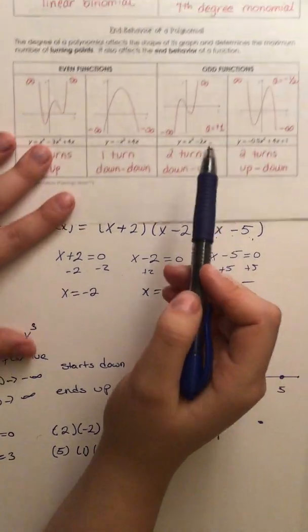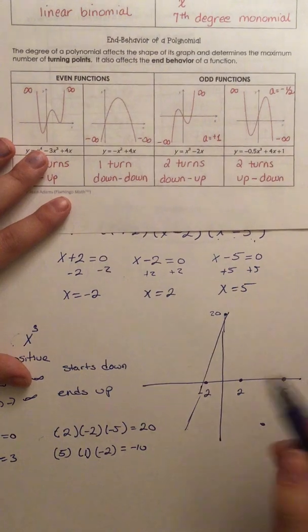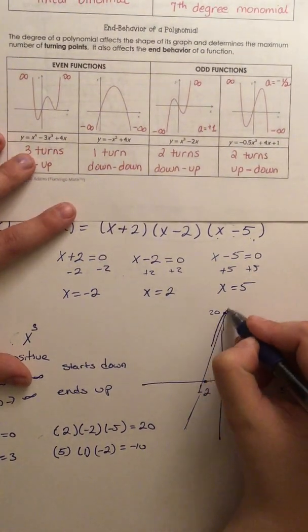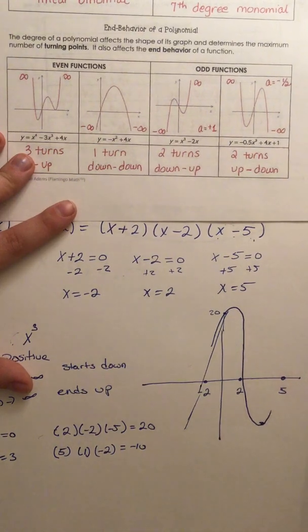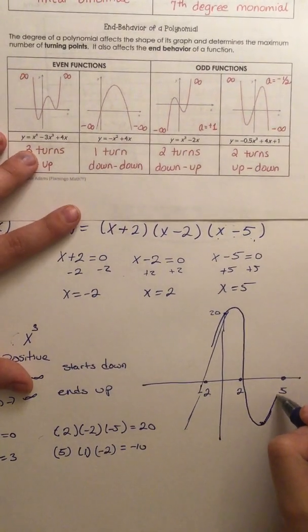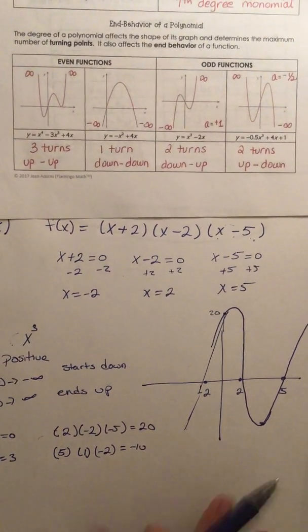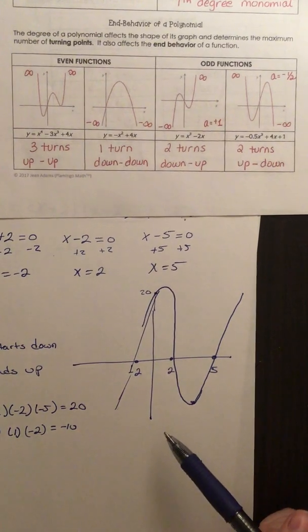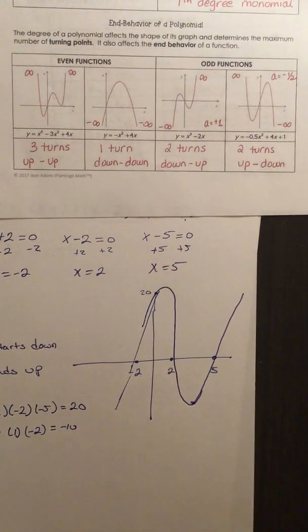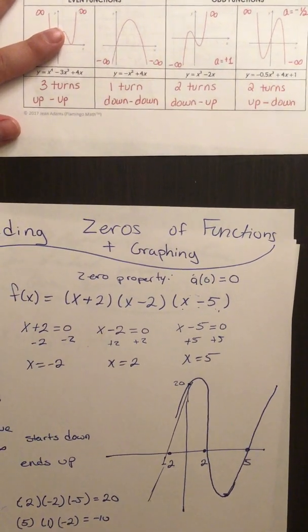And when we look at our notes, we have 2 humps, 2 turning points. So we know it's probably going to turn somewhere up here, go down here, turn probably about here, and then it's going to end going up. And so that would be our general graph. And that's it. That's how you find zeros of a function and graph it.